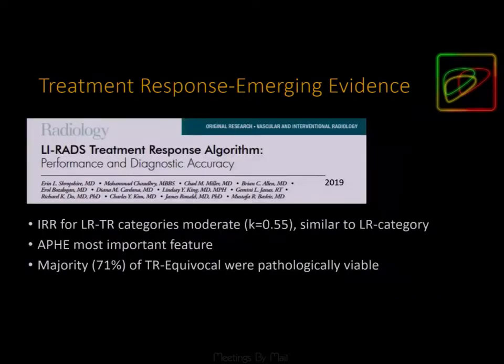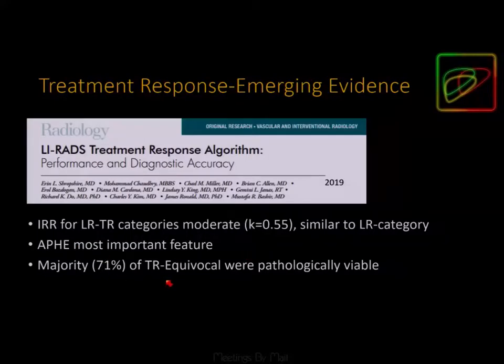But I want to draw your attention to this paper, and from the same group, we're about to see another paper. This one is focused on TACE, and they looked at the inter-reader reliability for the TR categories and found it to be moderate, similar to what we've seen in most publications for the overall LR category at diagnosis. They found, as you might expect, that AFI tends to be the most important feature for differentiating viability from non-viability.